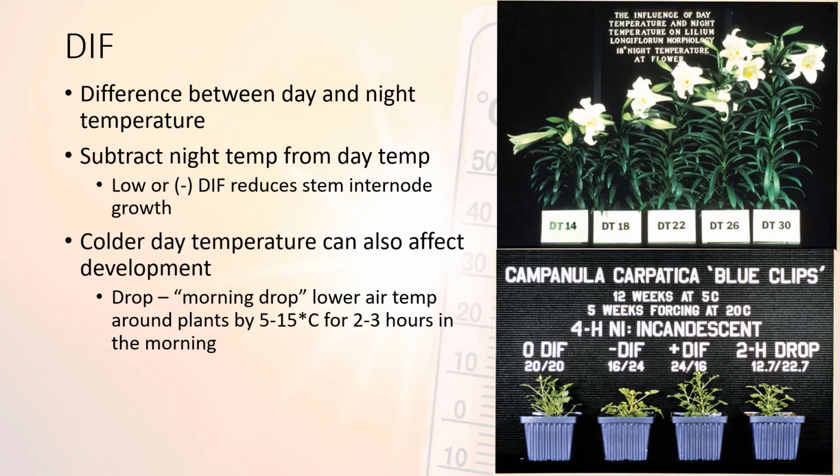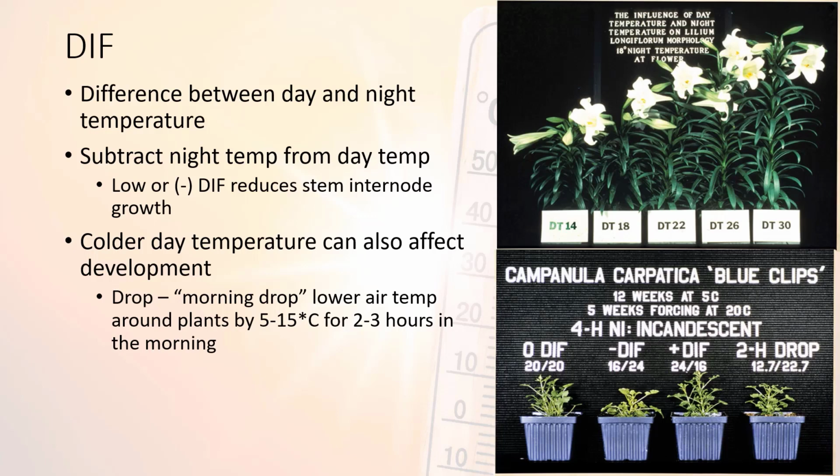Another really interesting effect that temperature has on growth and development is this process referred to as DIF. This is shorthand for just the temperature difference between day and night. How you would calculate this is you would subtract the night temperature. So say you're growing your plants in your greenhouse or really anywhere, and you're keeping track of the temperature. You can subtract the night temperature from the day temperature, and that will give you a value.